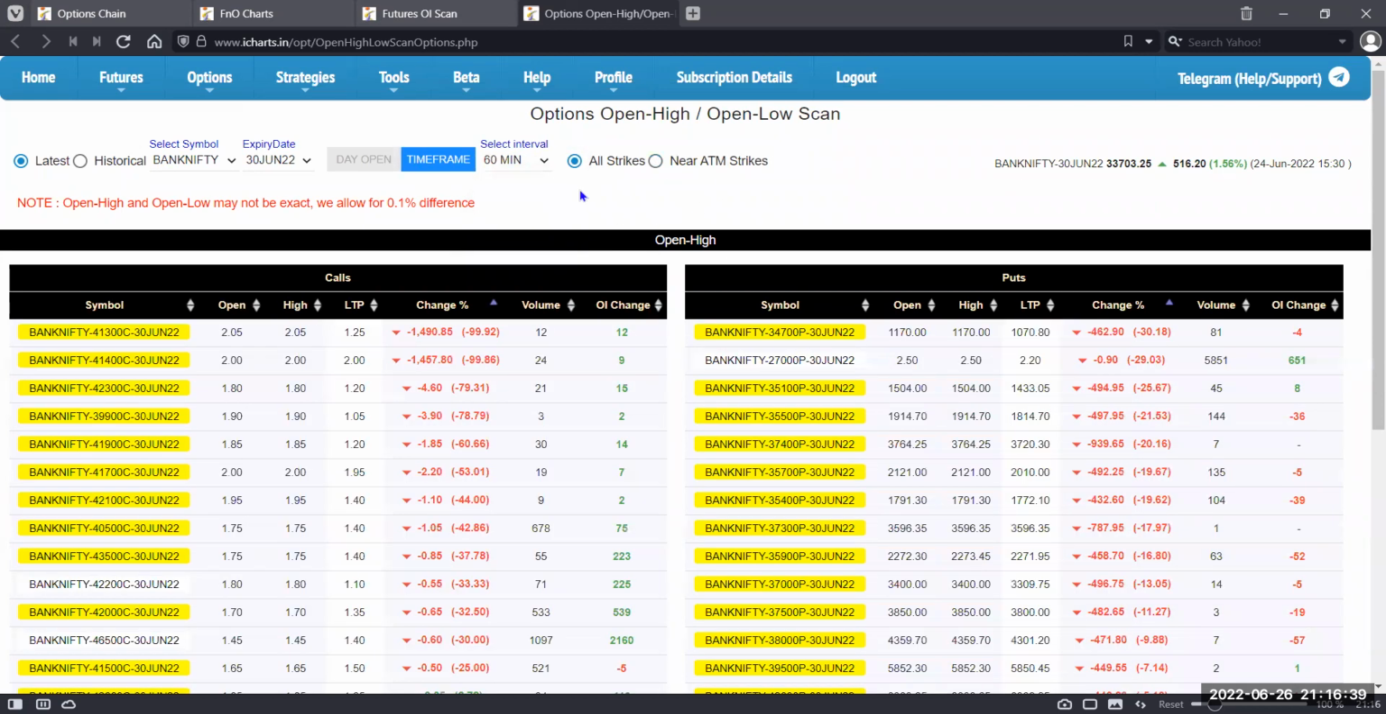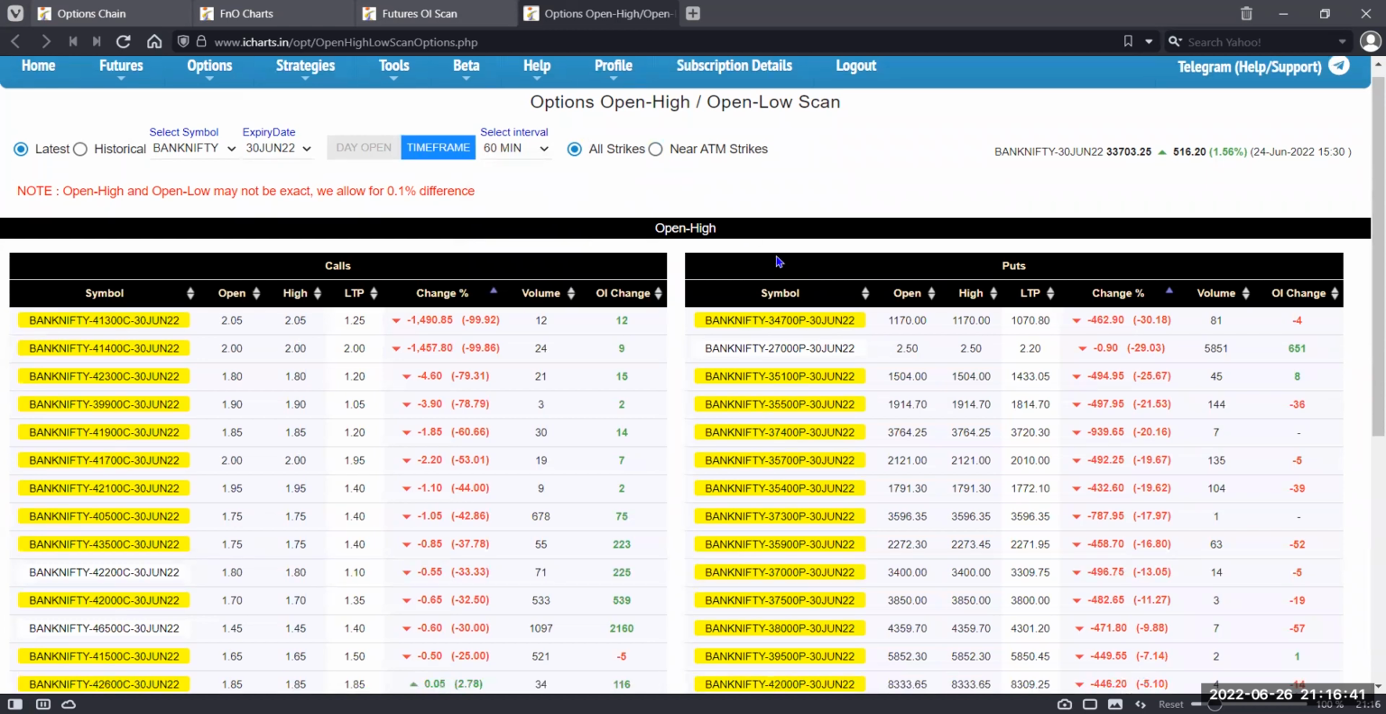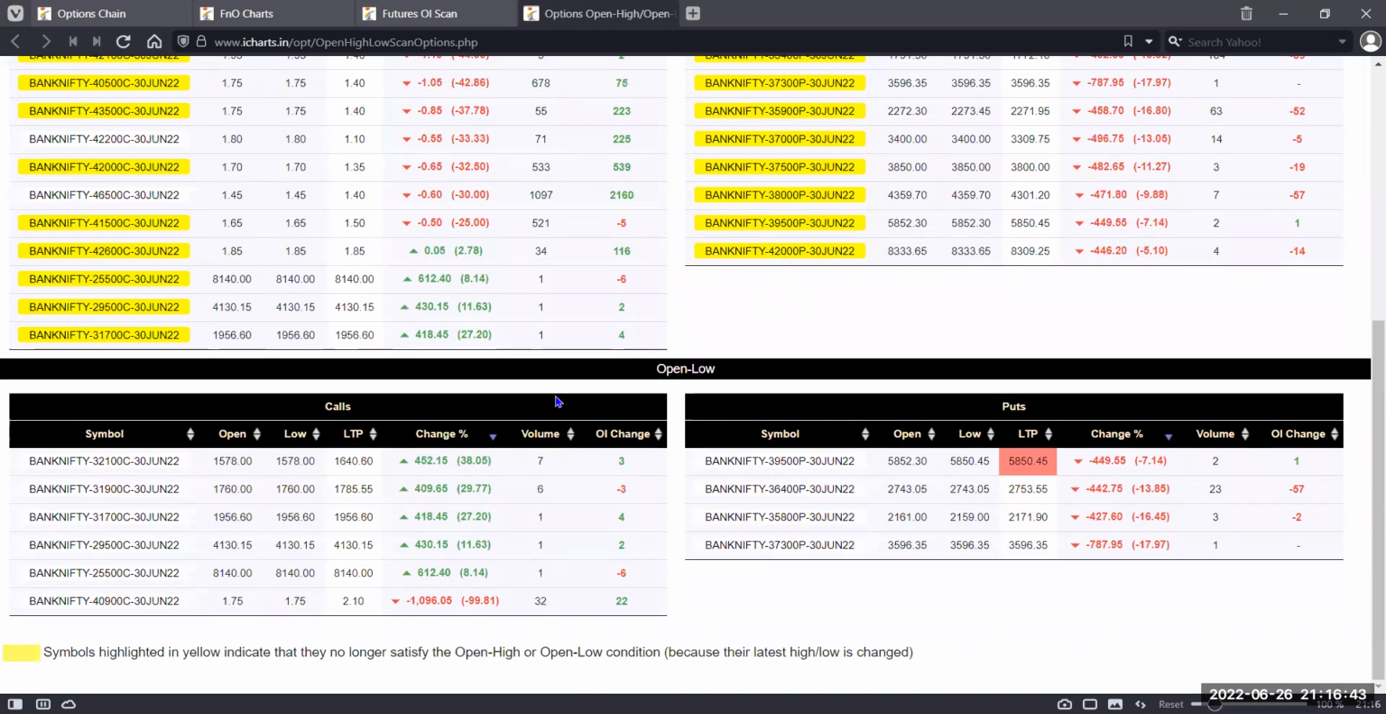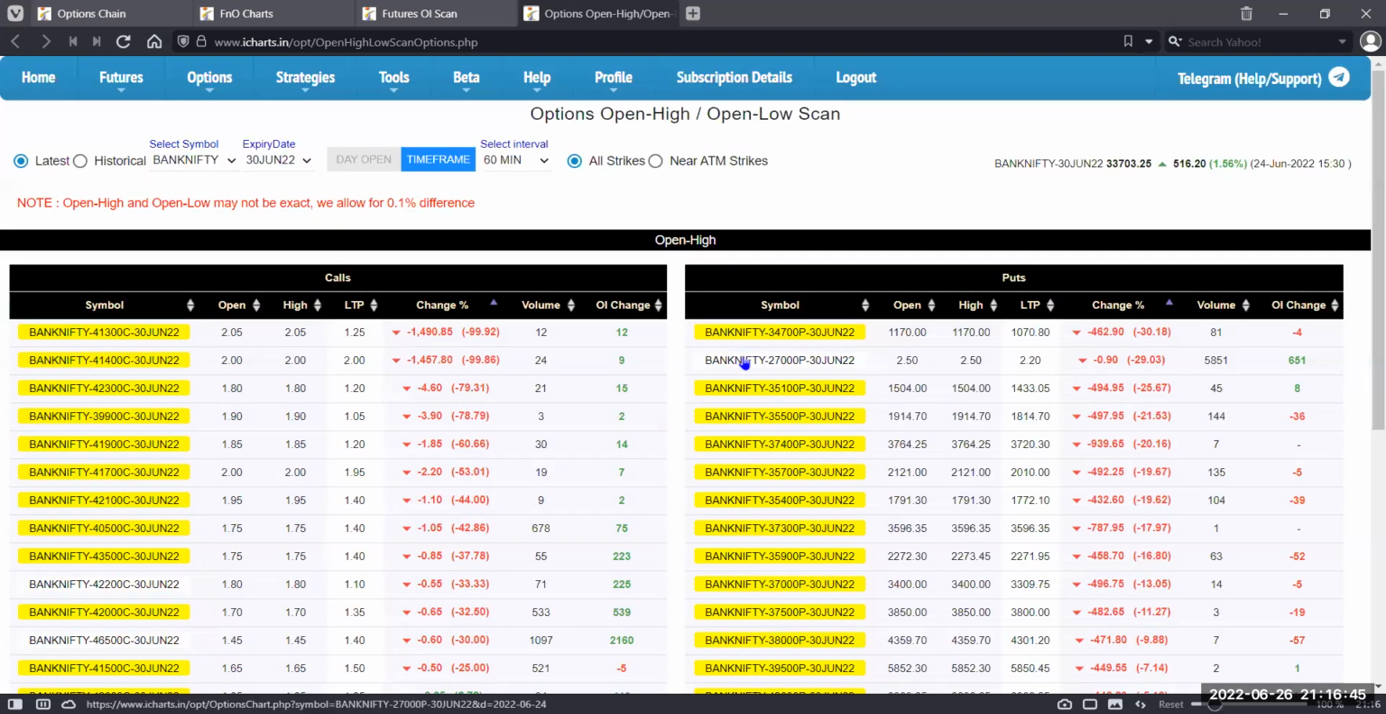All strikes, this will probably be much better. That is what I think. I don't know, but you'll have to see. You'll have to experiment with it. This again, similarly, will select the most recent hour's first candle, 1 minute candle, and then based on that, it will show you this.